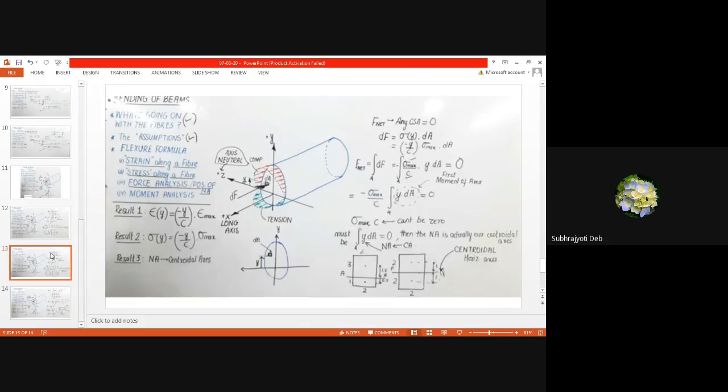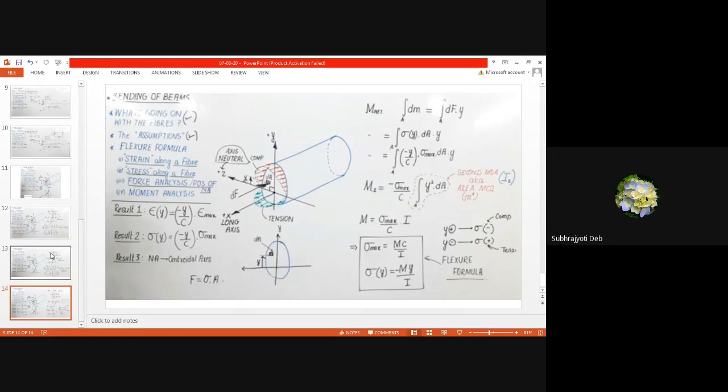So what about moment? This is our equation. In place of sigma y, just put this value: dA into y. Now see, we are calculating this moment with respect to which axis? Z axis. That is about our neutral axis, isn't it? So in place of M net, I have written Mz, that is moment about z axis. As simple as that.